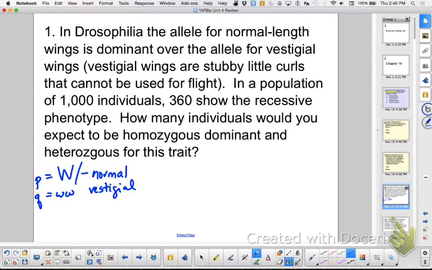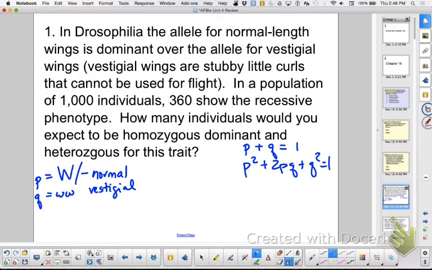Okay, we have two equations that we deal with, right? What are our two equations? P plus Q equals 1. P squared plus 2PQ plus Q squared equals 1. Which one of those is talking about genotypes and phenotypes? The first one or the second one? If I have a phenotype, what dictates my phenotype? Genotype. How many letters do I have in a genotype? 2. So which one on here shows 2 letters?